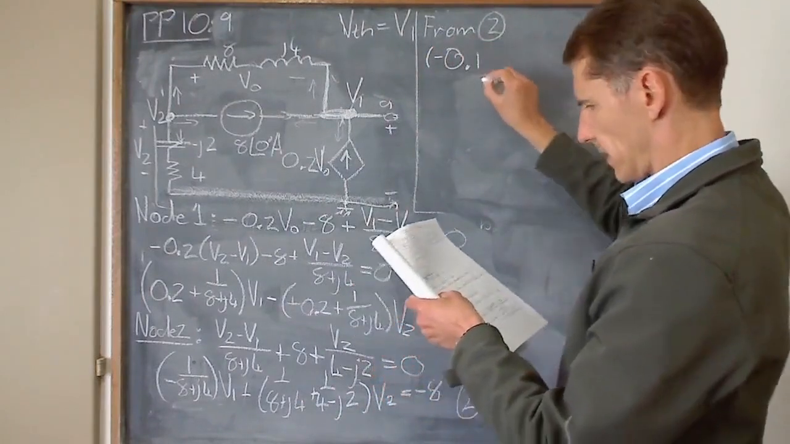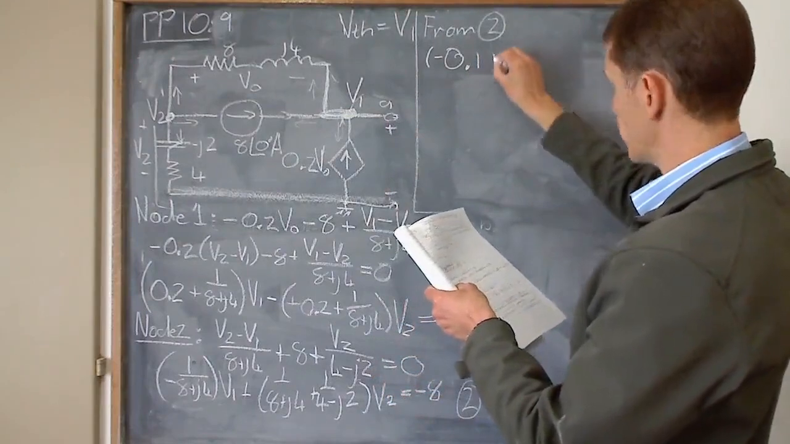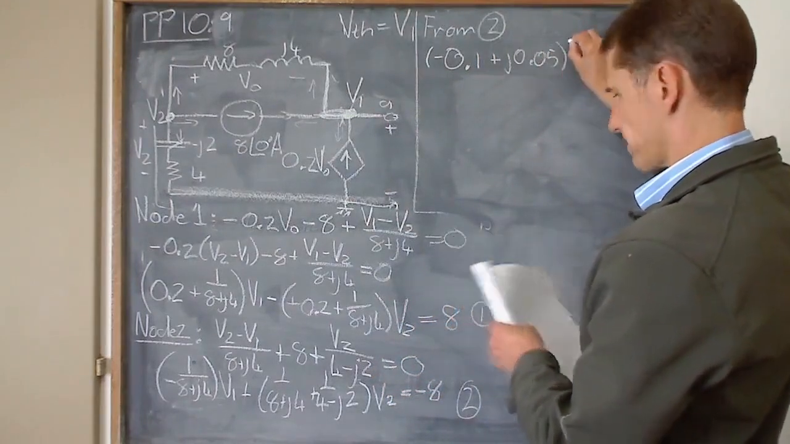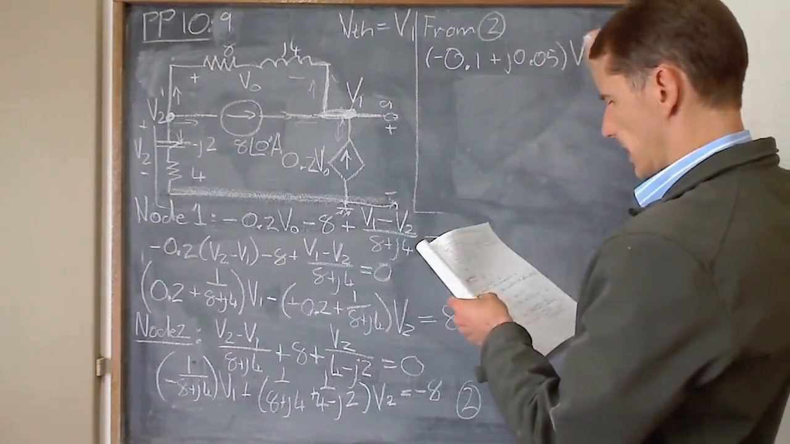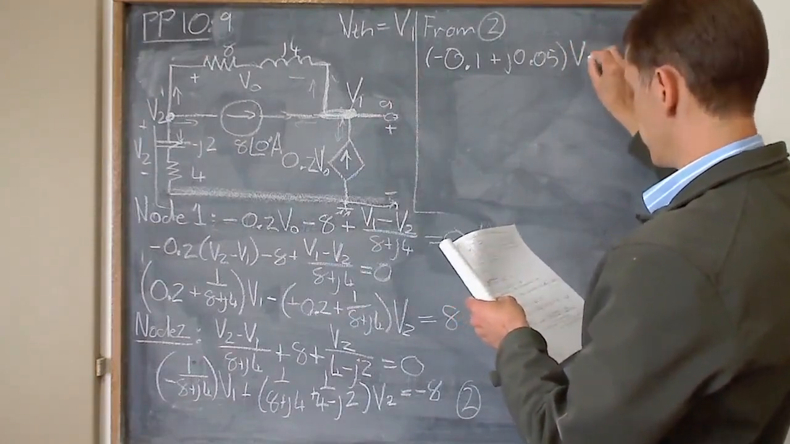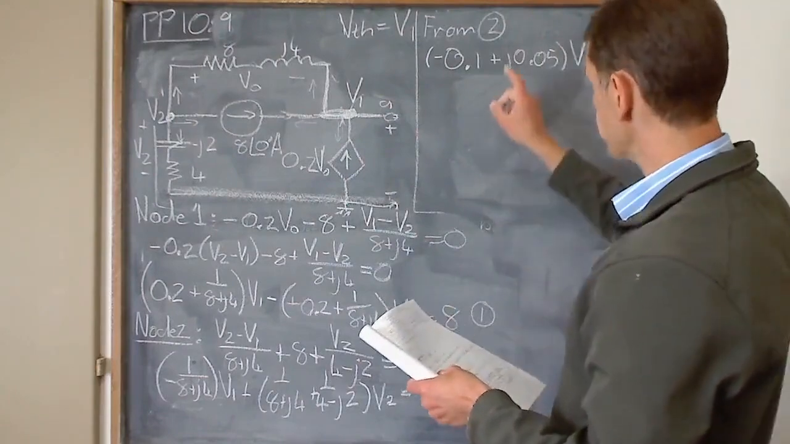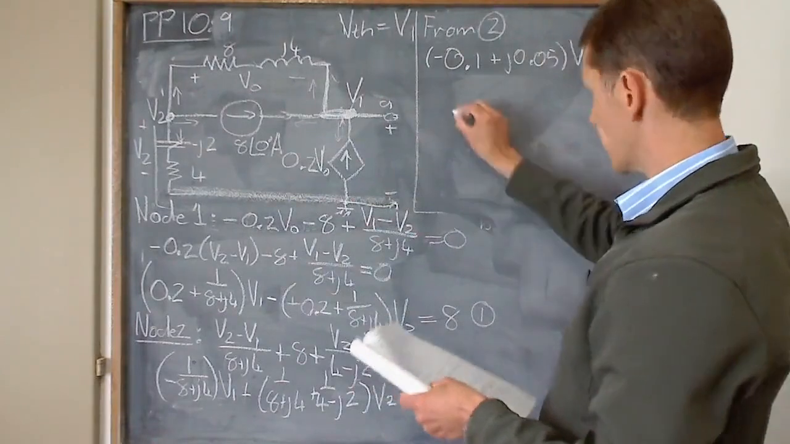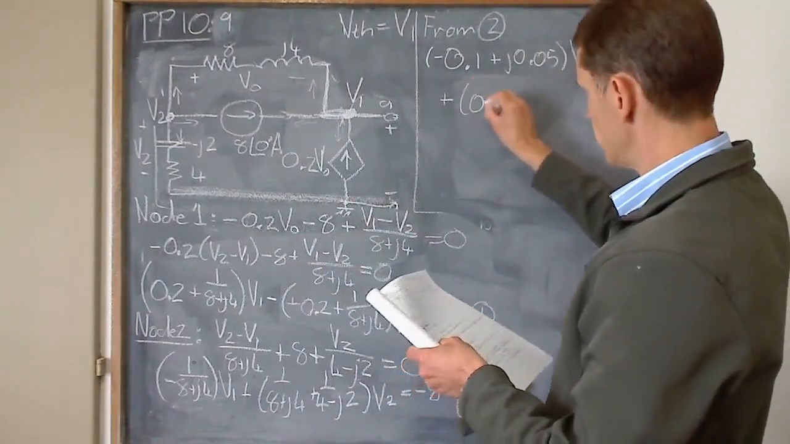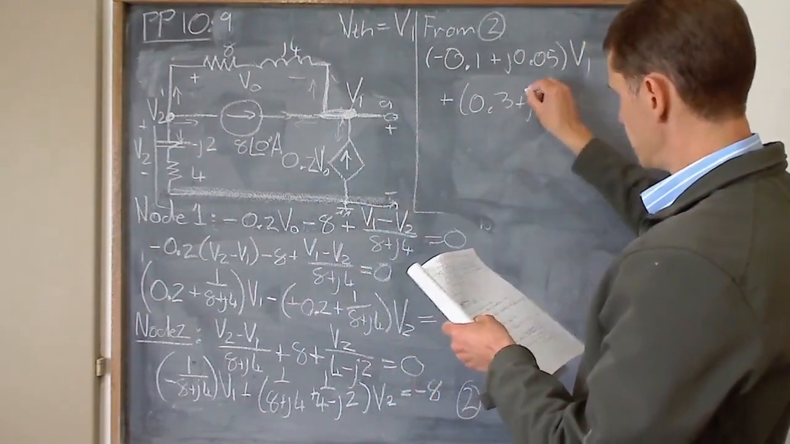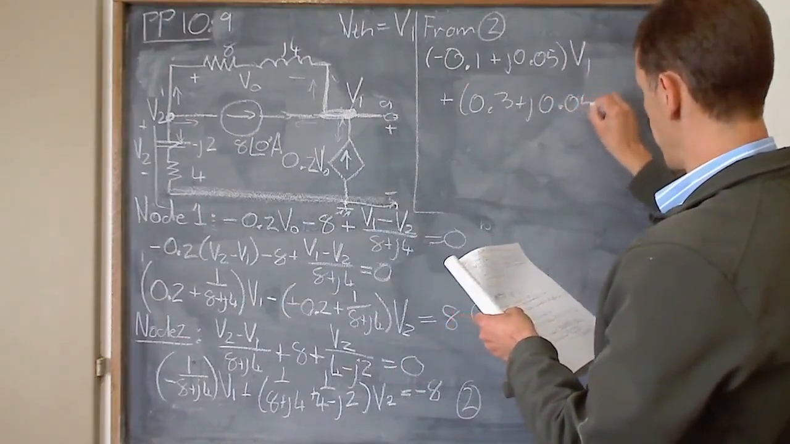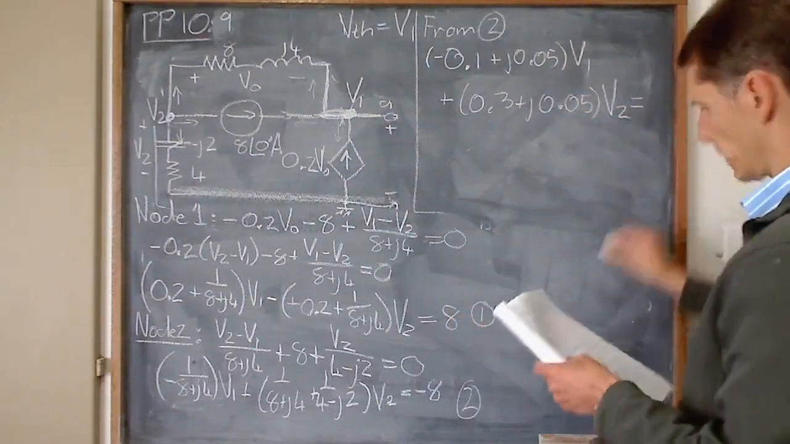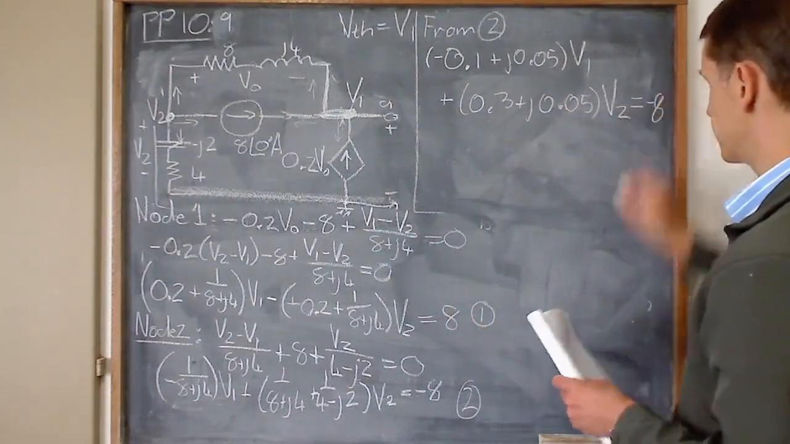0.1 plus J 0.05 V, that is now V1. Then the second term for this one, that is going to give me plus 0.3 plus J 0.05 V2, and that all must equal the minus 8.